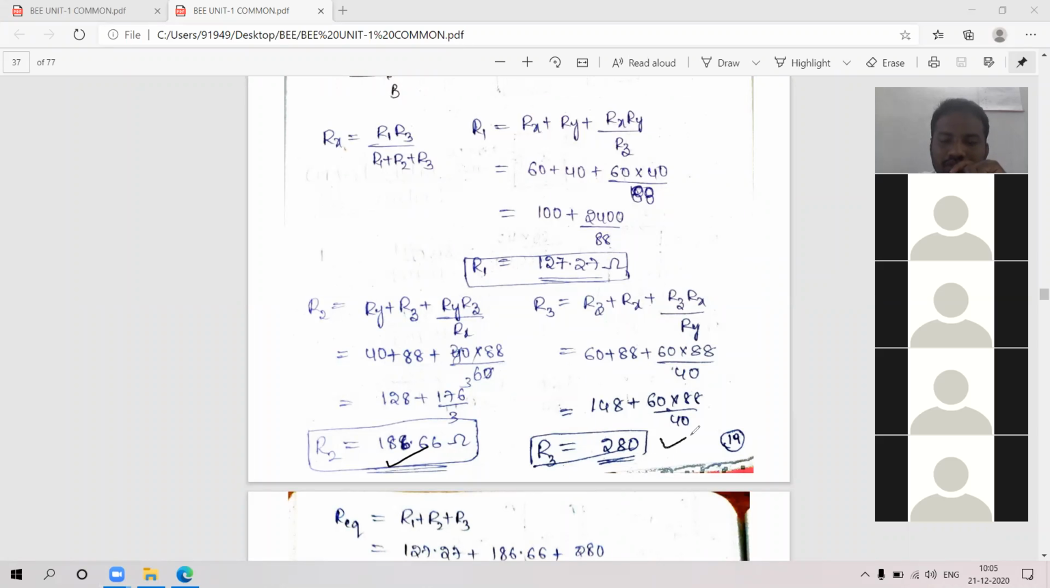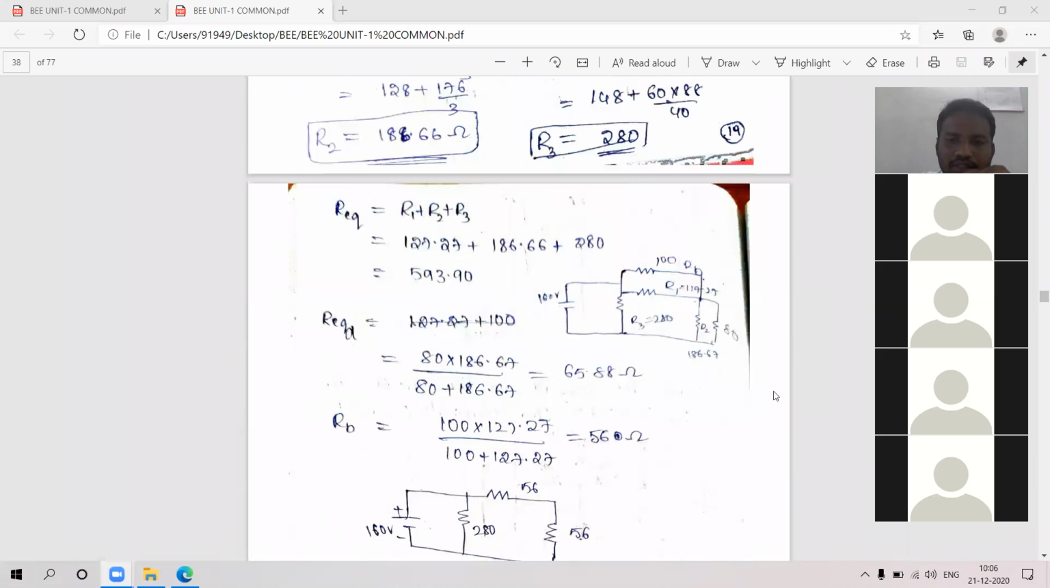Similarly, for R3, Rz and Rx are connected in series. So Rz plus Rx plus Rz Rx by Ry. If you substitute in the calculator, you are going to get 280 ohms. So these are the three resistors we got. This will be the new circuit we need to make. Up to here it is clear, everyone? R1, R2, R3. Yes, sir, values.